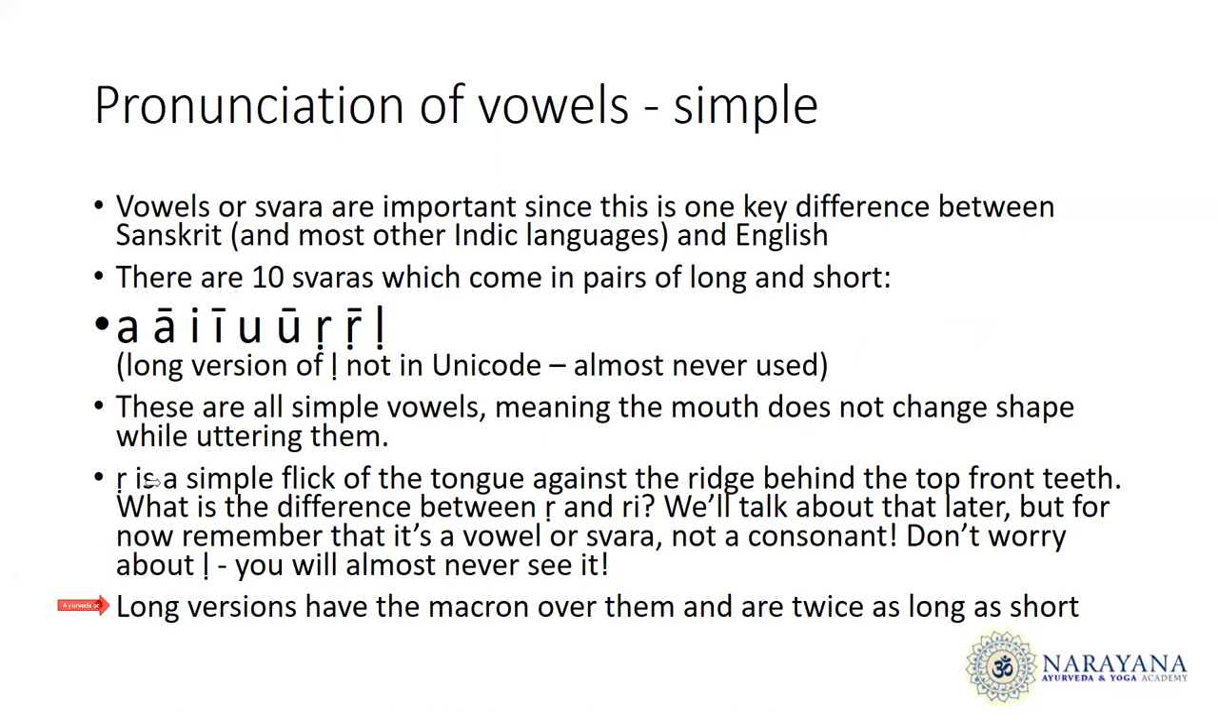The long versions all have the macron over them, and they're all twice as long as the short. So you can see, very simple. A, I, U, Ri. The long versions all have a hat. They all have a macron on them. Okay, so that's actually pretty straightforward. The main thing is they're simple vowels. The mouth doesn't change shape when you're uttering them. That's something that takes a little bit of practice. It takes a little getting used to.